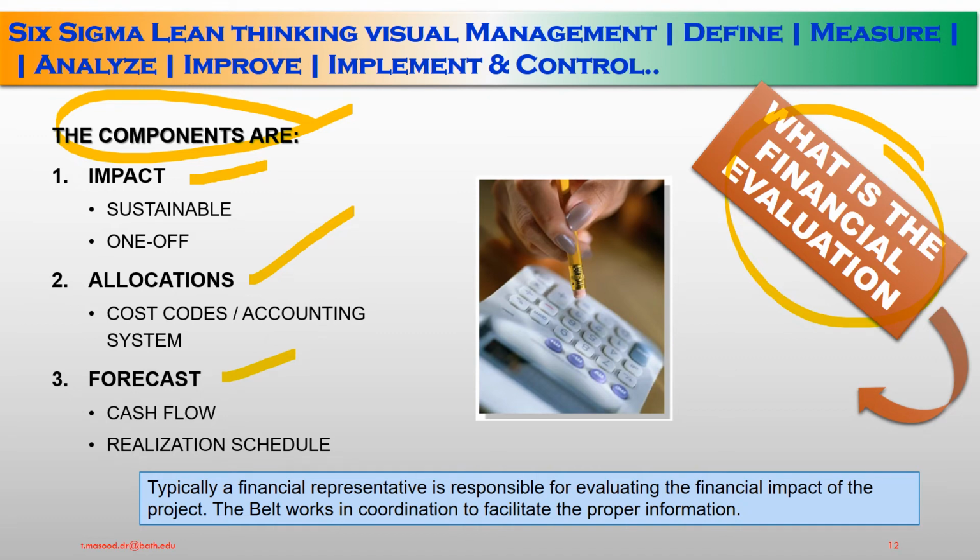What is the impact? We need to understand whether this project will be sustainable or is a one-off. Number 2, cost allocations, cost codes and accounting system performance. Number 3, cash flow, realizations or schedule, etc. Typically, a financial representative is responsible for evaluating the financial impact of the project. The belt works in coordination to facilitate the proper information, how it can be demonstrated, how it will impact the business performance.